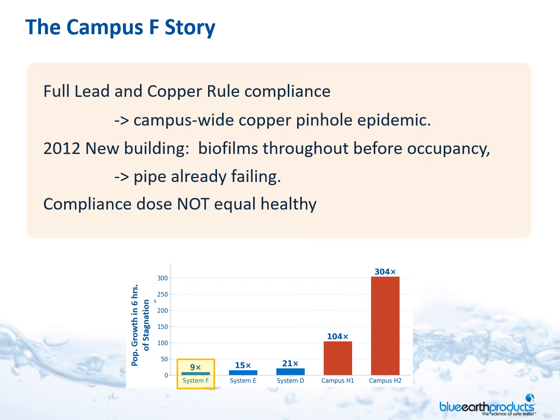I mentioned Campus F along with Campus E, and these are both similar in that they have good quality water with biofilms. And often we think of biofilms as an old building problem, but on this campus, they built a brand new building, and before the building was even put into service, the water system had biofilms with pitting as well in the copper pipes. I should also mention that both of these facilities were also completely compliant with the lead and copper rule during this entire time. So compliance doesn't necessarily equal a healthy plumbing system.